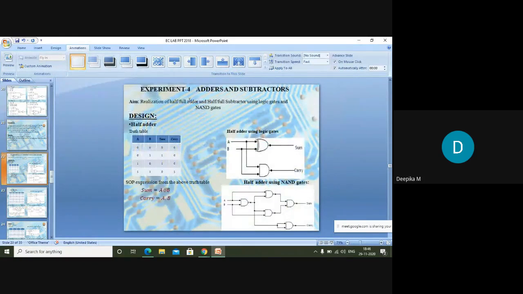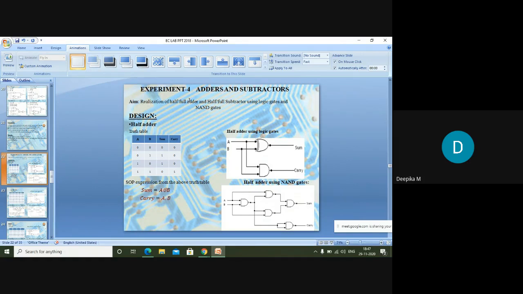So adder is nothing but a combinational circuit which performs the addition of the terms. If it is a half adder, it performs logical addition of 2 bits, and if it is a full adder, it is going to perform logical addition of 3 bits. So this is nothing but the adder: half adder and full adder.